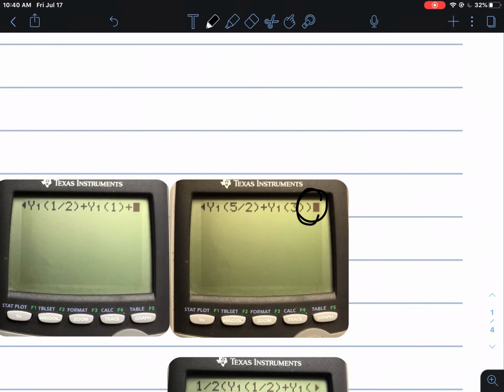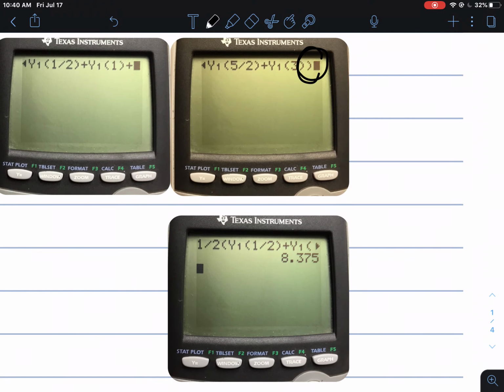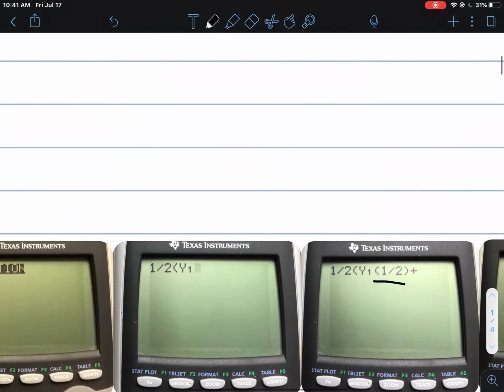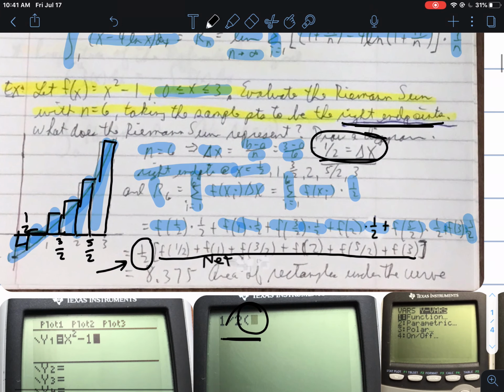So once you've entered in all your calculations, just hit enter. And there's the value, there's the calculation. And if we need to approximate that, whatever number of decimal places are specified, this one actually gives you an exact value of 8.375. Okay? And so that's our approximation to the area under this curve, x squared minus 1, using 6 subintervals, right, n equal to 6, and choosing the right endpoints to be the sample point of each subinterval.